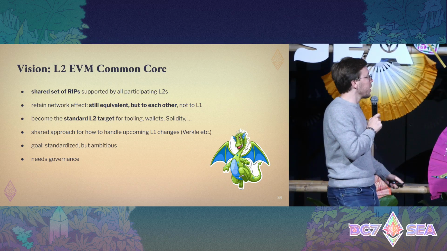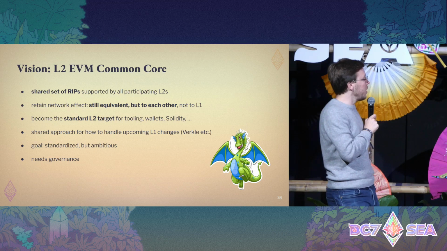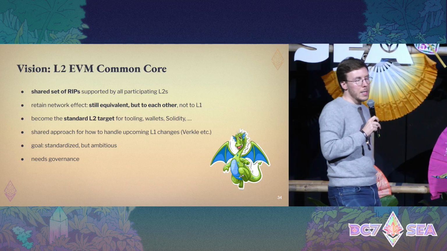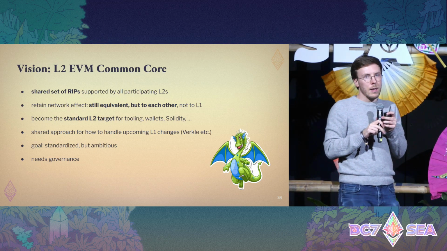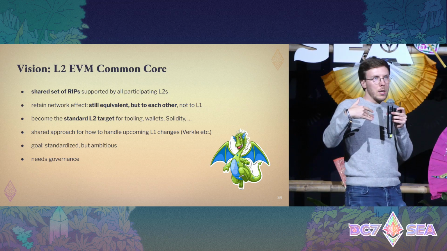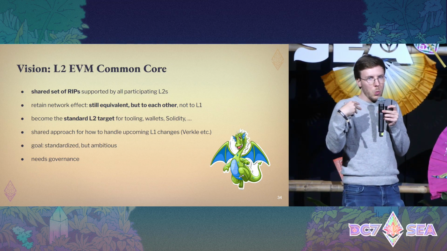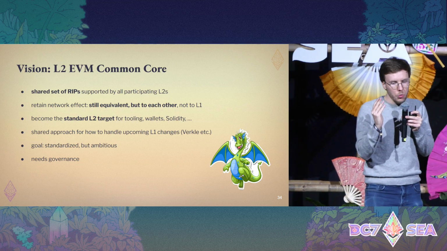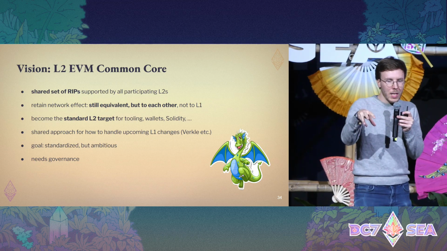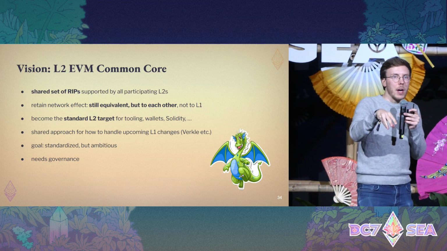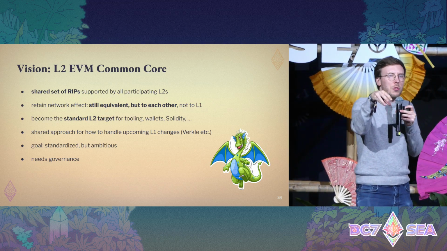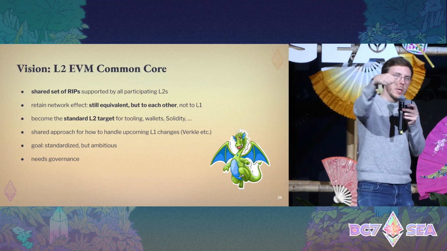The idea is, we call it the L2 EVM Common Core. And the idea here is to say, what you really want as L2s is to be equivalent to each other, right? Because that is where the network effect is. And you don't really care so much that what you are equivalent to is exactly the L1.